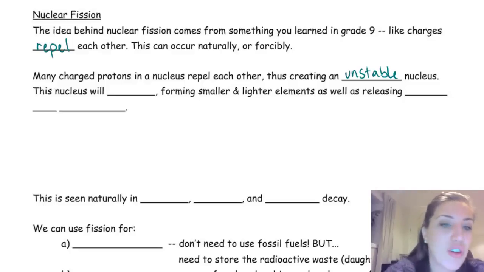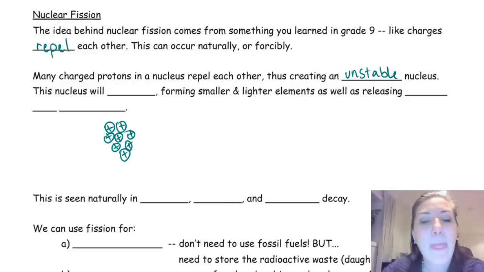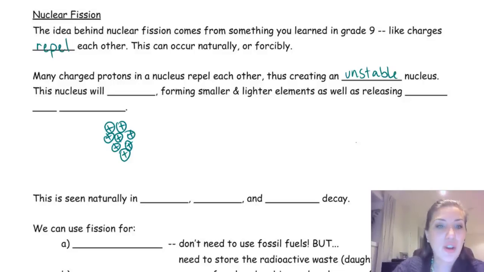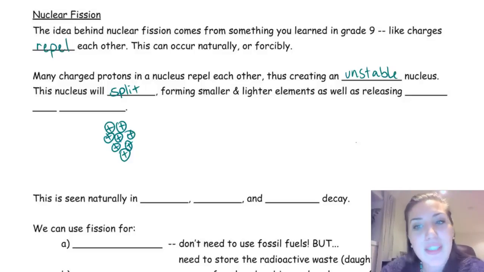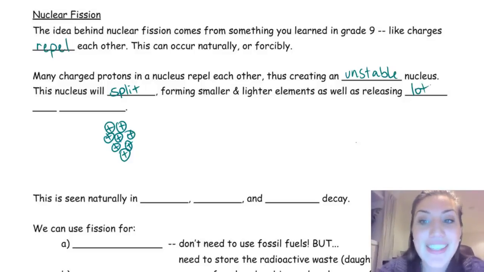So let's just draw one here that has 1, 2, 3, 4, 5, 6, 7, 8 protons in this nucleus. We're not going to draw the neutrons, just the protons. So all of those particles, they're all going to want to get away from each other because positive doesn't like to be beside positive. So the nucleus will then split. And this will form smaller and lighter elements as well as releasing lots of energy.